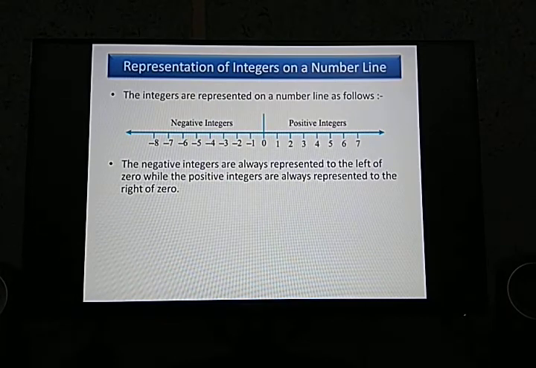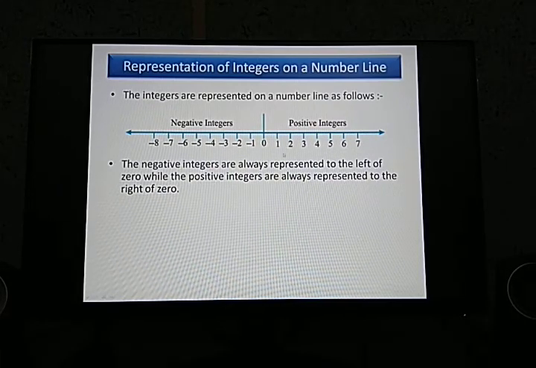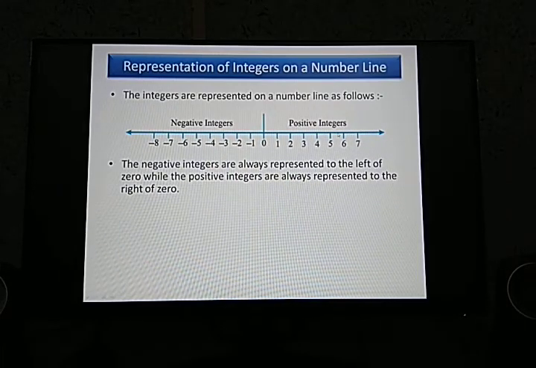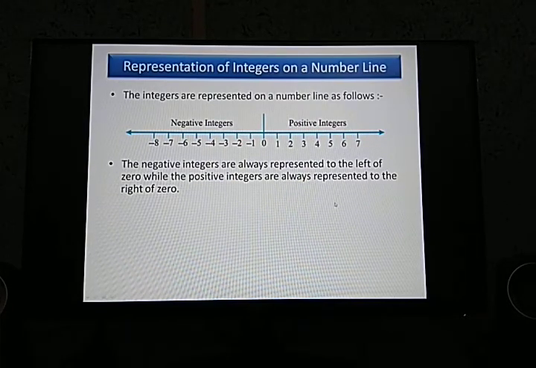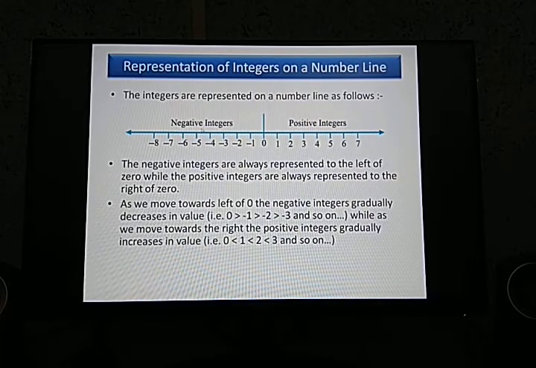Now the negative integers, if you see carefully, they are represented on the left hand side of 0, while the positive integers are represented on the right side of 0. Always, this always happens. We cannot represent the positive on the left hand side or the negative on the right hand side. No. The negative integers will always be on the left hand side of the 0, and the positive integers will always be on the right hand side of the 0. Clear? Now, if we see carefully again, when the negative integers start, from where does it start? It starts from -1.